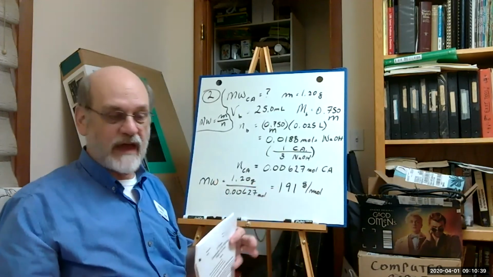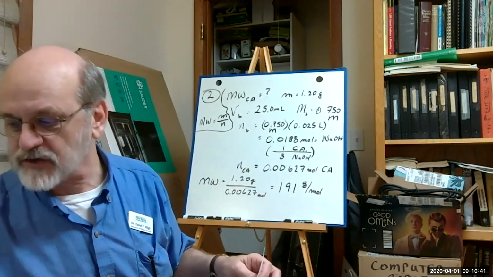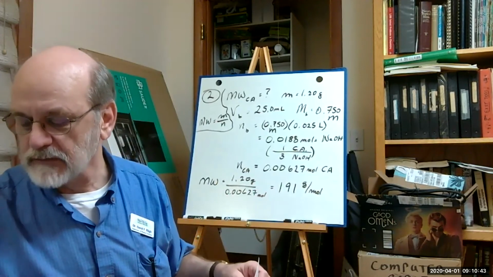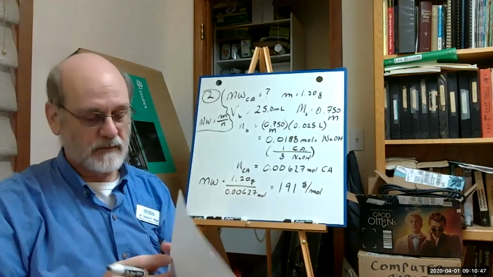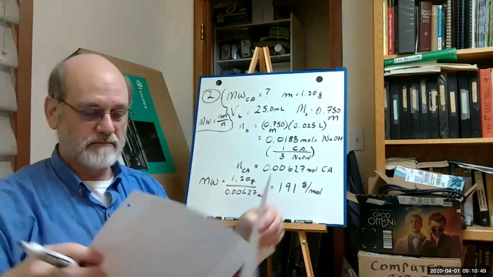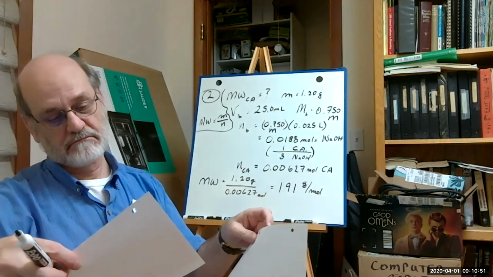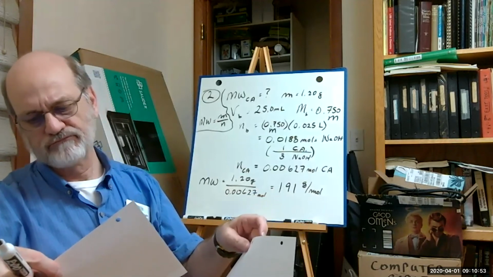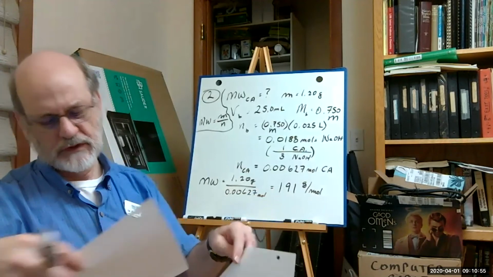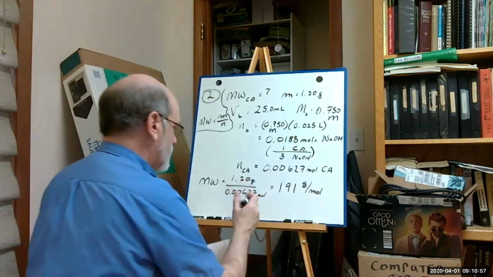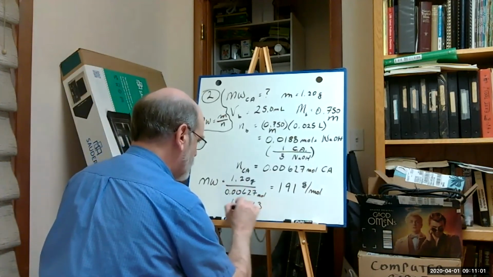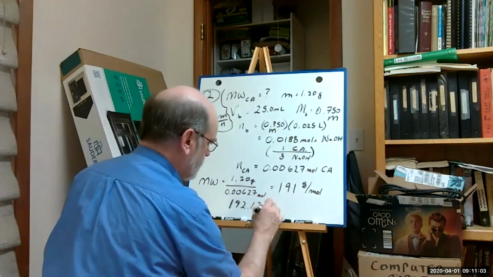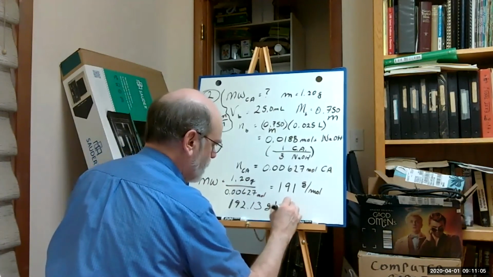We would compare that to the actual value, or the accepted value, for citric acid, which is 192.13 grams per mole. Accepted.